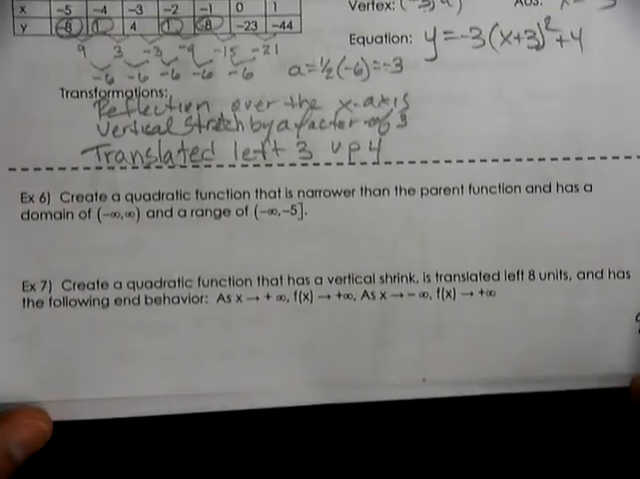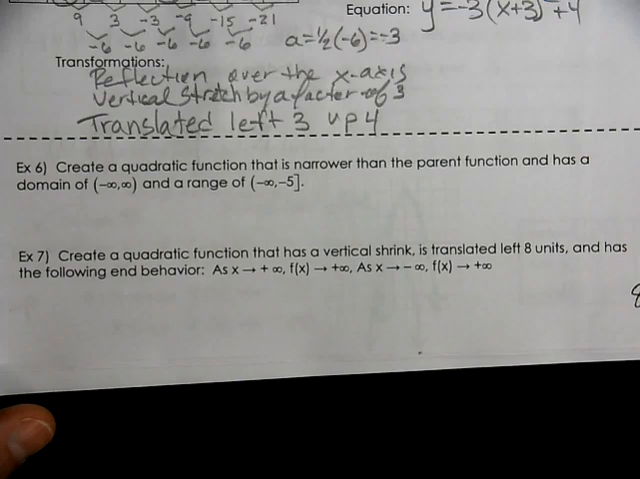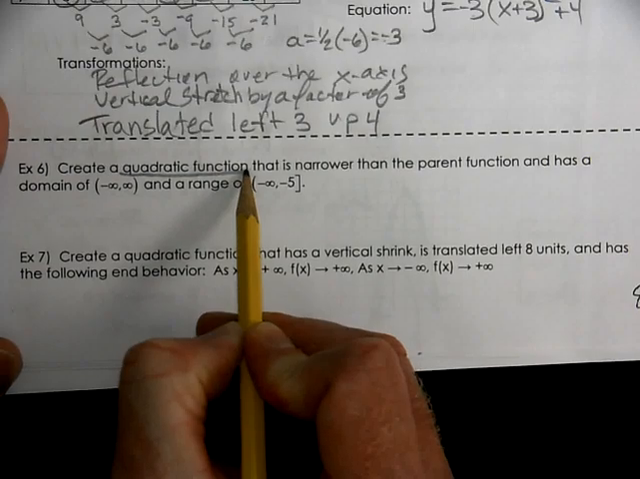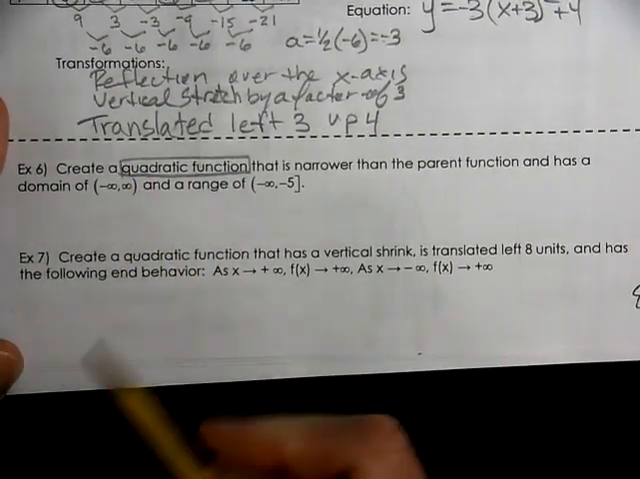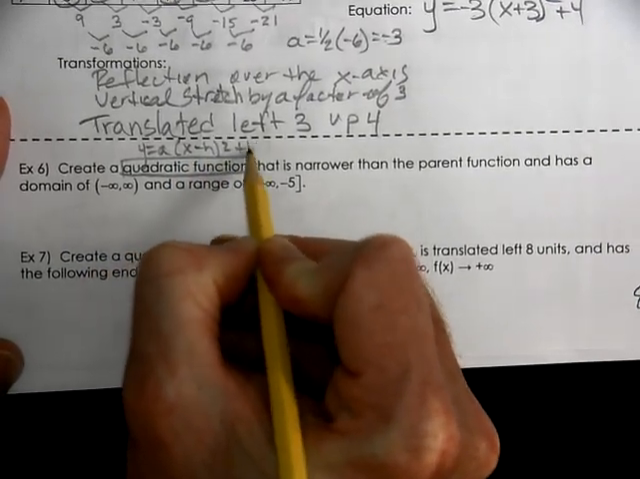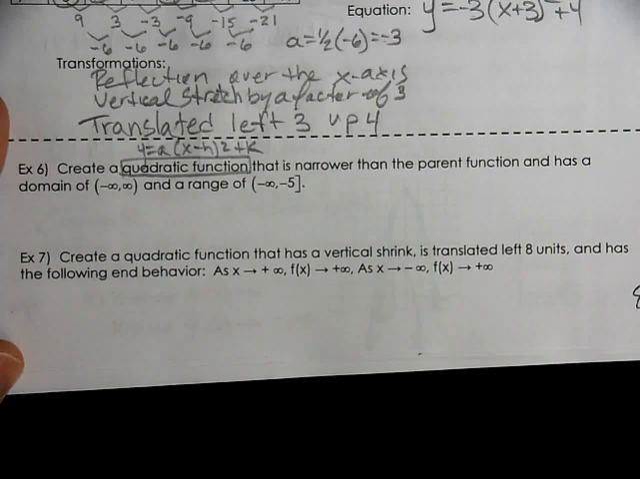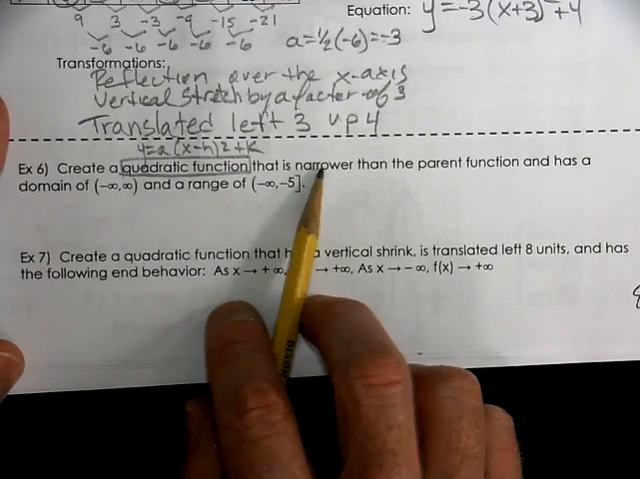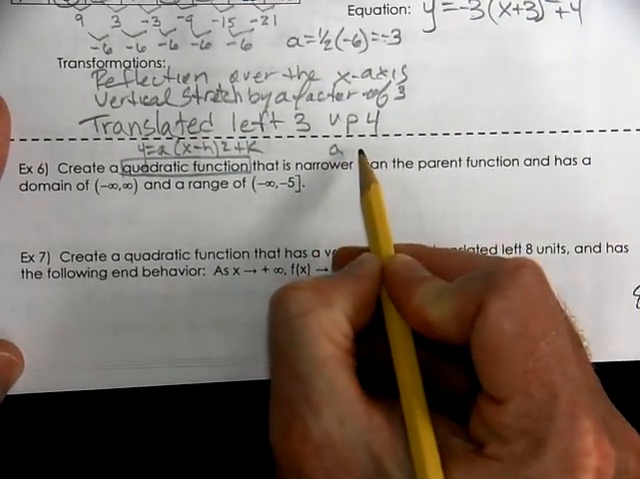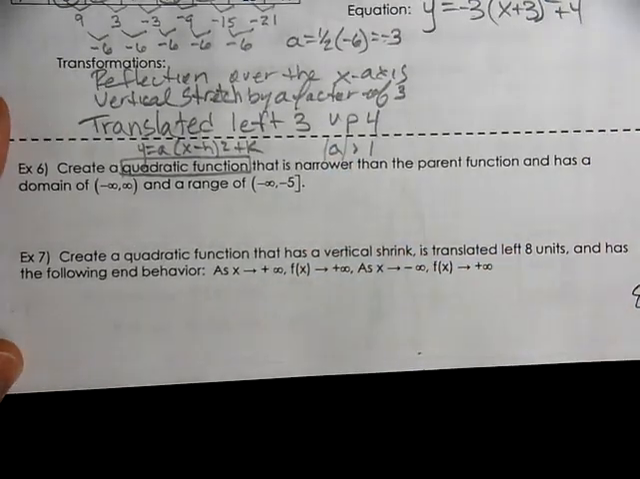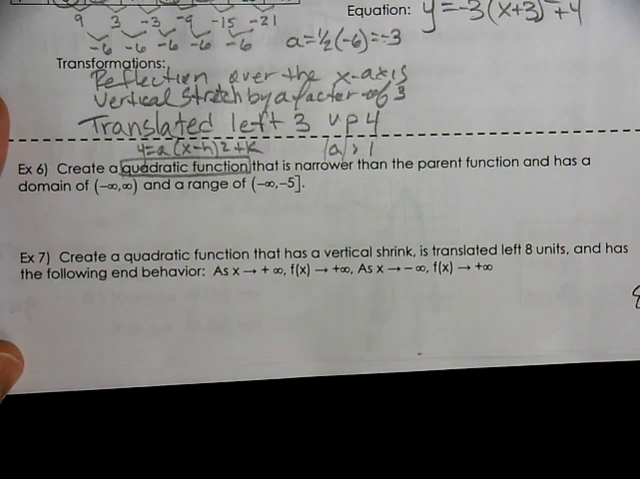And then we can finish up with our two equations. Create a quadratic function. So there it is. They're telling you what type of equation to make. You know you're going to be making a(x minus h) squared plus k. It has to be quadratic. That is narrower than the parent function. To be narrower, you need an a value that is greater than 1. And we can call it the absolute value of a because negative 3 would also be narrower than the parent function.